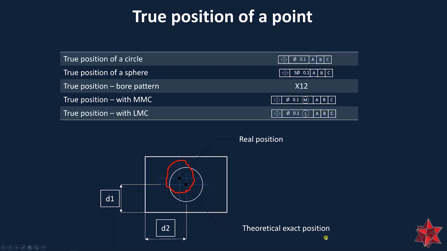And here is an example of a hole, right? So the center point and where it should be, this is the actual form of the hole, right? Exaggerated, but it's the actual form. And this is the theoretical dimension D1 and the theoretical dimension D2 at the center, and here is the real position measured on the part.